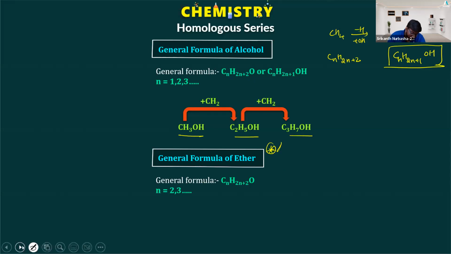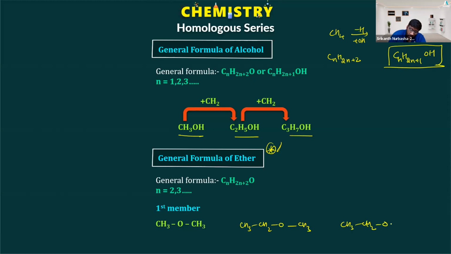CnH2n+2O. Because ether is actually like two alkyl groups are present on two sides of the polyvalent atom like oxygen. So you'll have first member CH3OCH3. If you try to increase the methyl group to ethyl, that means CH2 you have to add. You have to add CH3CH2OCH3, CH3CH2OCH2CH3. These are different types of ethers. All of them will be having the formula CnH2n+2O.